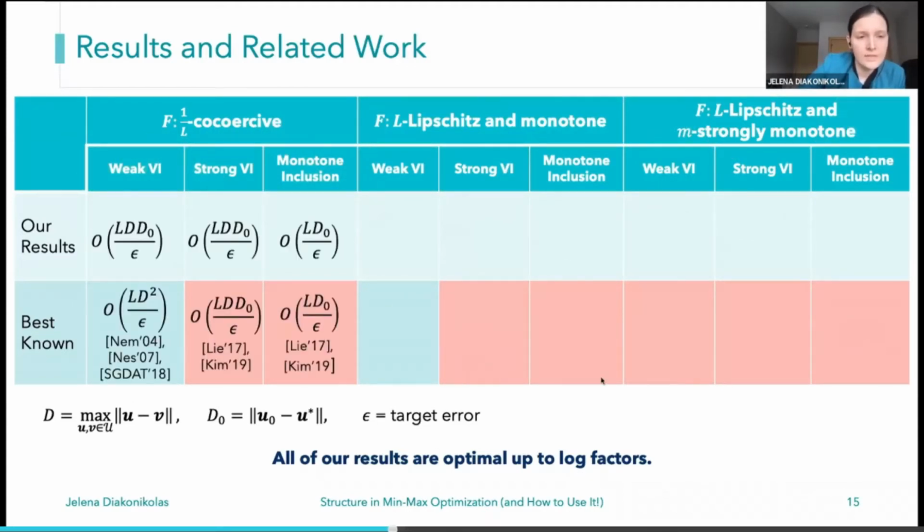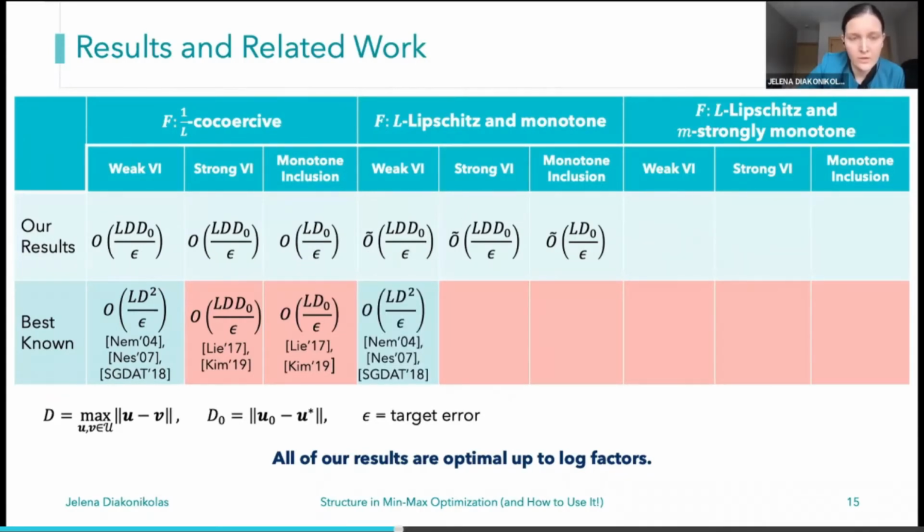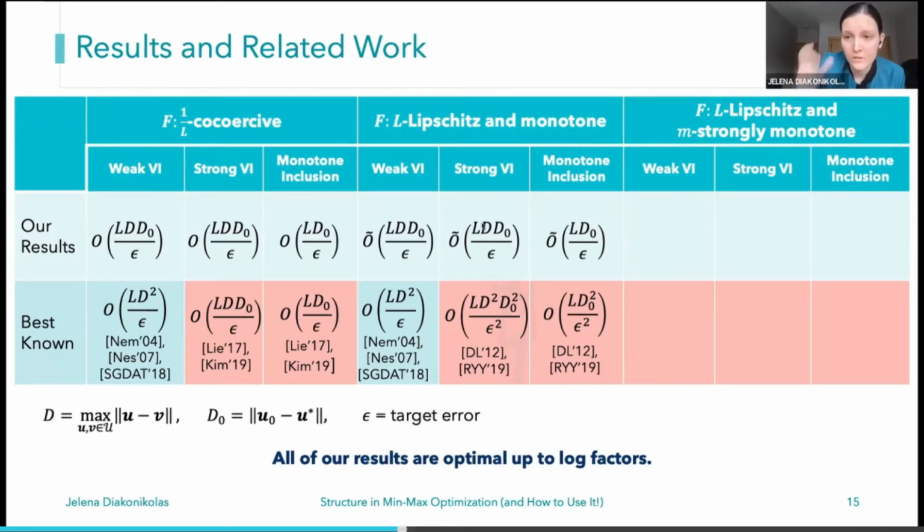So for the cocoercive setup, the results I got pretty much match what was there in the literature, but it's the first result where you get a parameter-free method for strong VI monotone inclusion. For Lipschitz and monotone, this O tilde is hiding a log 1 over epsilon factor. So it is off by log 1 over epsilon in the weak VI case. For strong VI monotone inclusion, not only is it parameter-free, where we did not have parameter-free methods, but you actually get a better dependence on epsilon and the diameter of the set. So it's like a quadratic improvement.